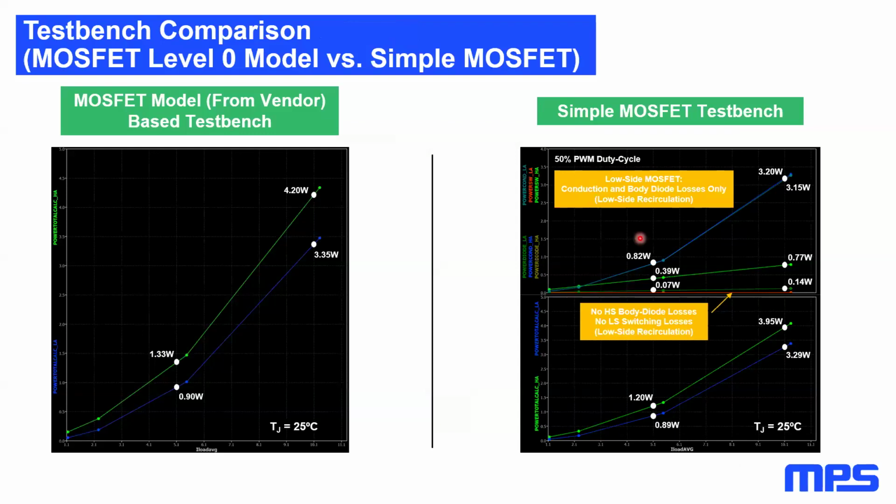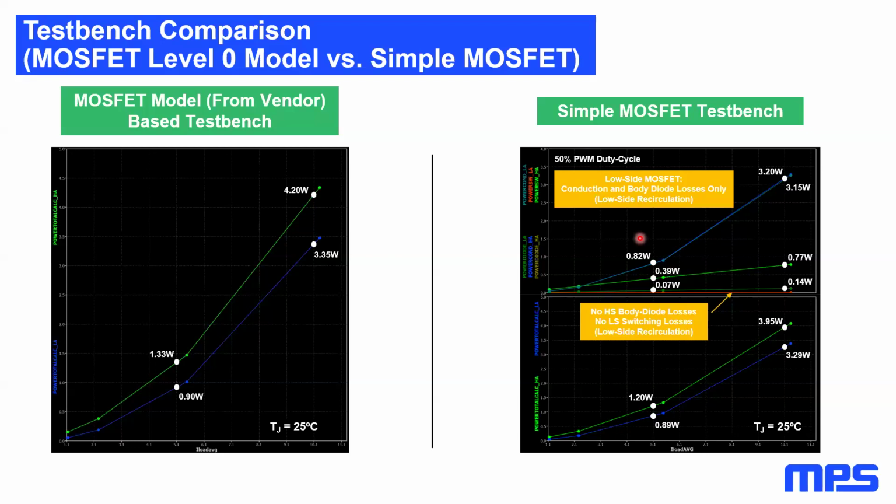Here we can appreciate the power estimations that come out of the two test benches for a forced junction temperature of 25 degrees C and with a stepped load current. On the left side are the results for the vendor's model test bench after post-processing the time transient simulation data. Here, all we can show are the total losses for the high side and the low side MOSFETs separately.